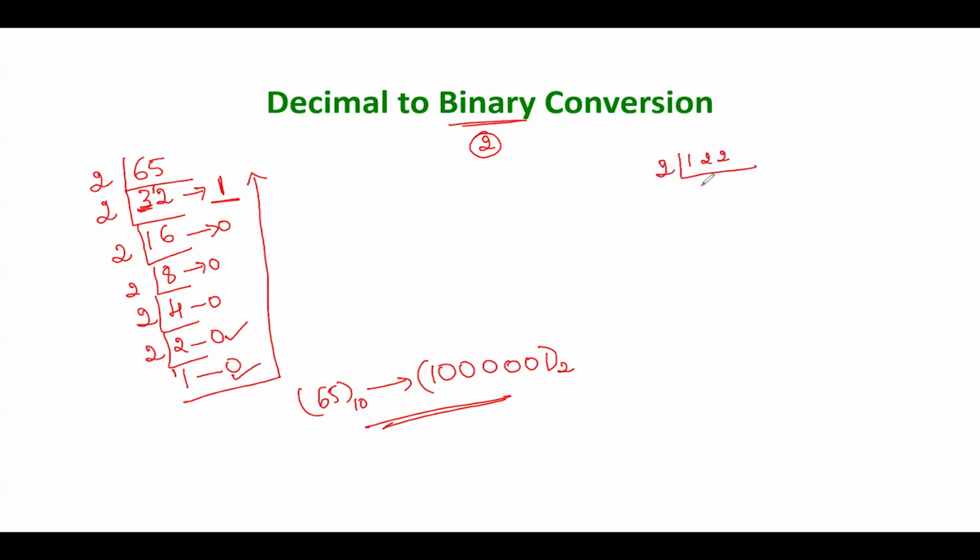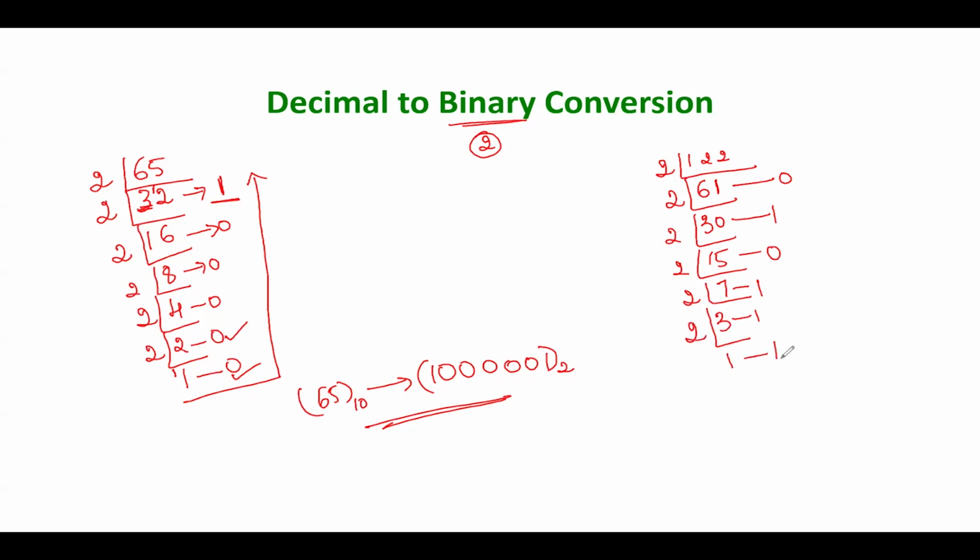So 2 61s are 122, remainder is 0. 2 30s are 60, remainder is 1. 2 15s are 30, so remainder is 0. 2 7s are 14, I will get remainder 1. 2 3s are 6, I will get remainder 1. 2 1s are 2, I will get remainder 1.